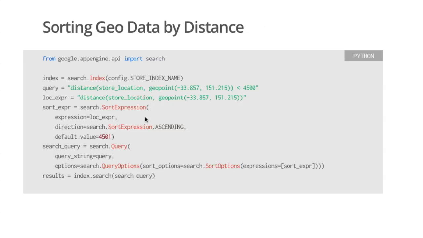Distance from a store location to a GeoPoint is less than 4,500. What we add is the sorting expression, which asks to sort by distance, again from the same point, based on store location. We sort in ascending order, which guarantees that the stores that are closest to us are returned first. This concludes our quick overview of the location-based searches.